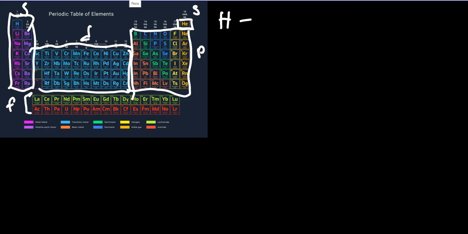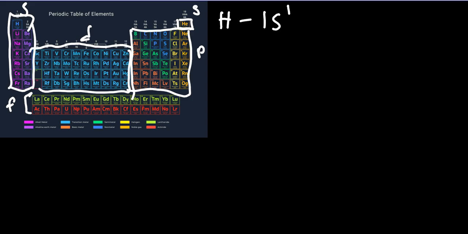For hydrogen, we are in the first row. We are in the S block, and we are the first electron. The top number means how many electrons we have in that block. So in this case, 1s1. This would be the electron configuration of hydrogen.